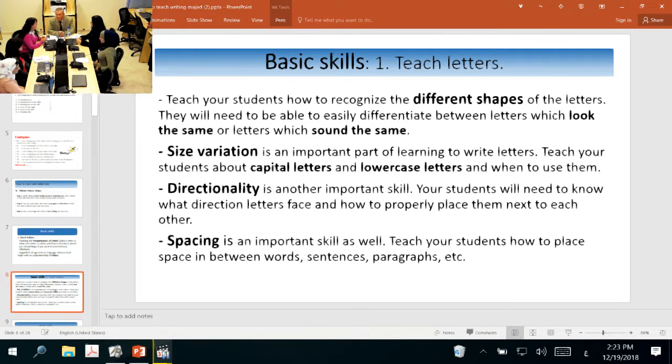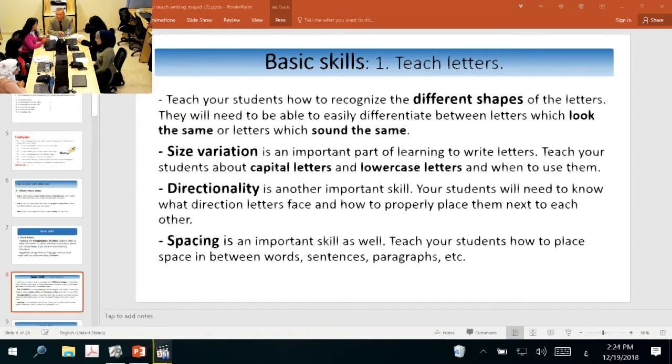And they have to be able to recognize size variation. We have capital letters and lowercase letters. Yeah, of course. These are the steps. These are the basics. Directionality is another important skill. We mean what is the direction of the letter. They have to be familiar with the direction of the letter.